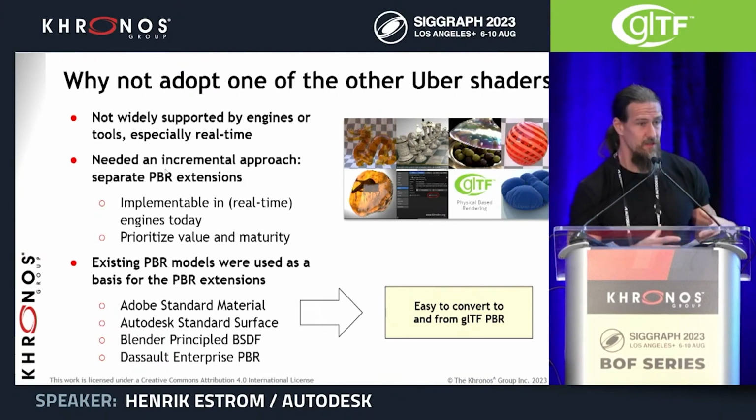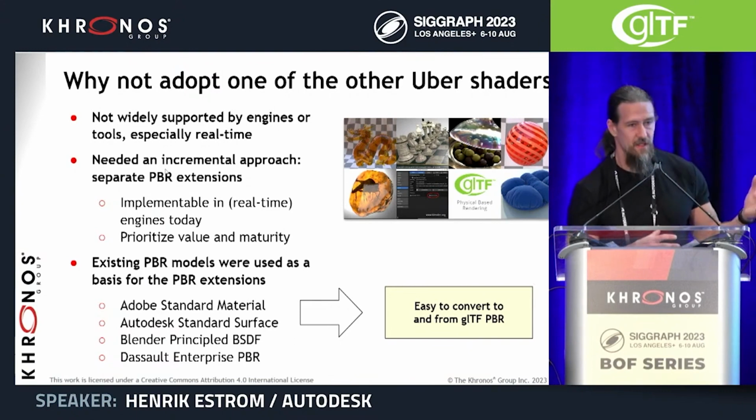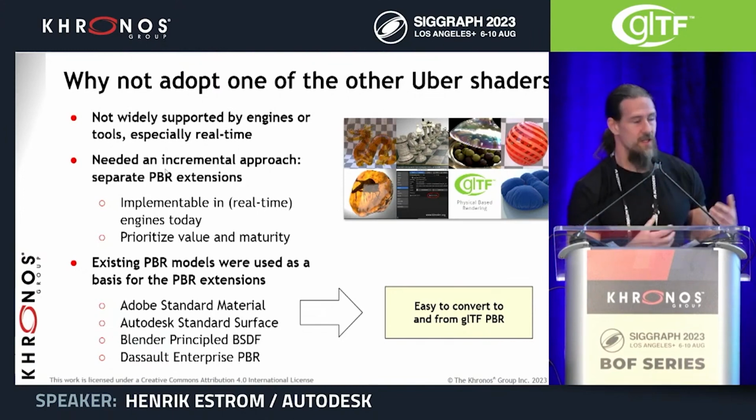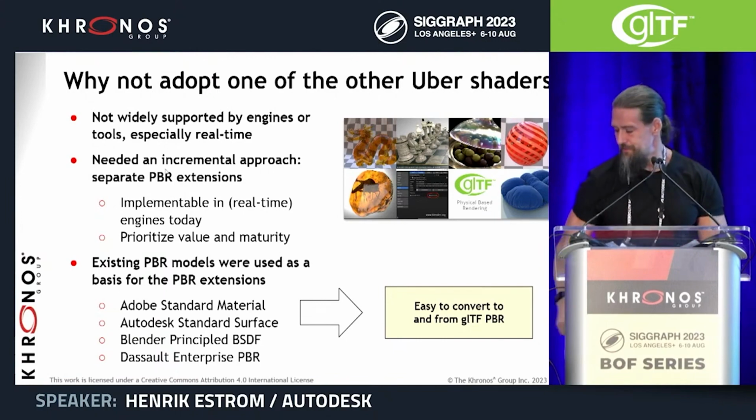But I should say that all these other popular PBR models were used as a basis when we defined these extensions. So if you author assets in any of these common models, they very easily map to glTF PBR. So you can easily publish them for downstream workflows, and vice versa. If you have an asset in glTF, you could map it to these models if you have other workflows where you need to do more editing or flexible workflows.